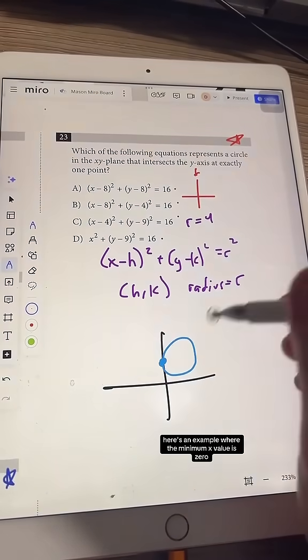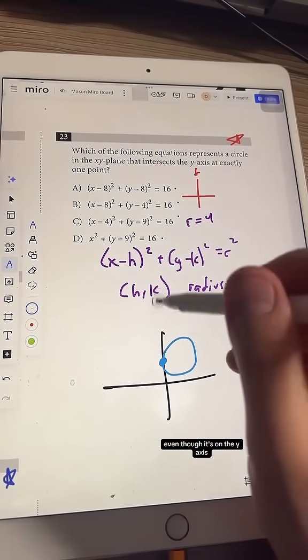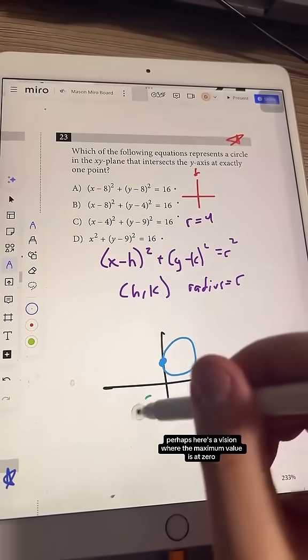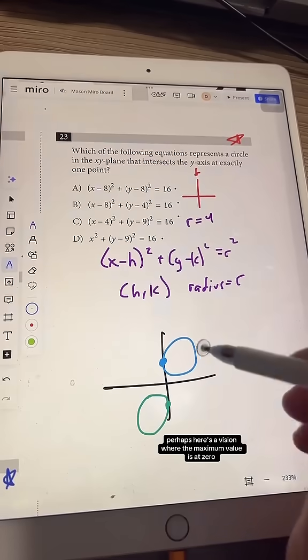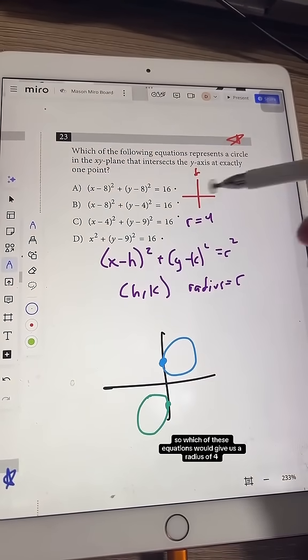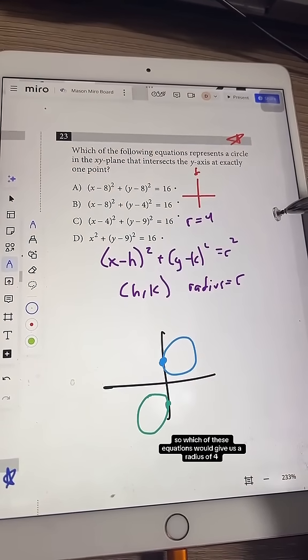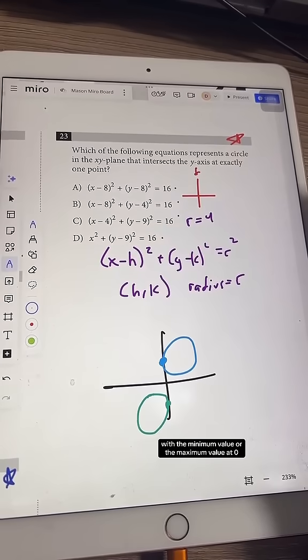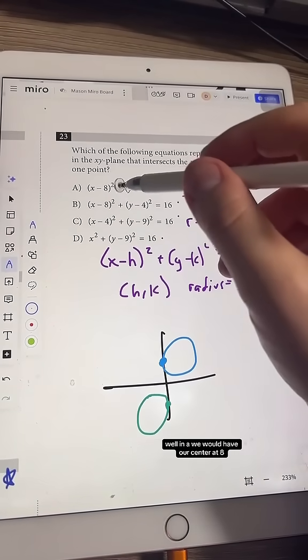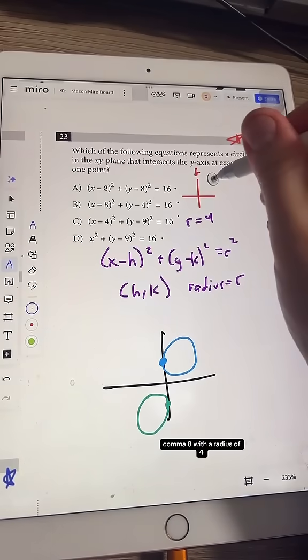Here's an example where the minimum x value is 0. Even though it's on the y-axis, it's still the x value that's 0 we're looking for. Perhaps here's a vision where the maximum value is at 0. So which of these equations would give us a radius of 4 with the minimum value or the maximum value at 0? Well, in A, we would have our center at (8, 8) with a radius of 4.